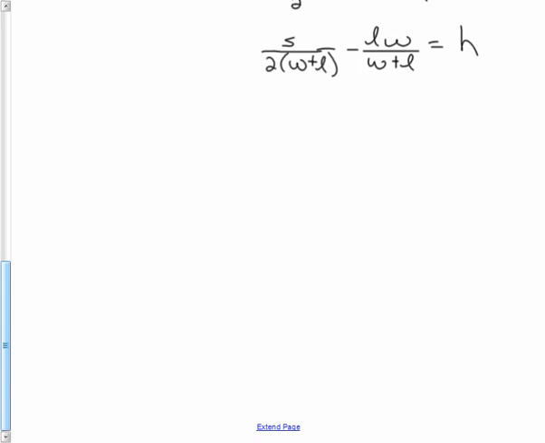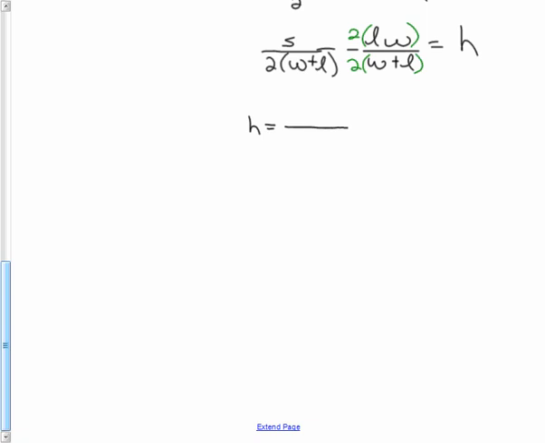What is it? 2W plus L. I have a 2 and I have a W plus L, because in this denominator there's a 2 and a w plus l. So I need one of every factor. So this one I need a 2 and the w plus l, which means this has to multiply by a 2 on top.